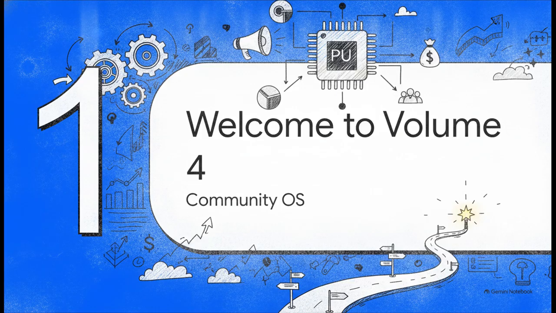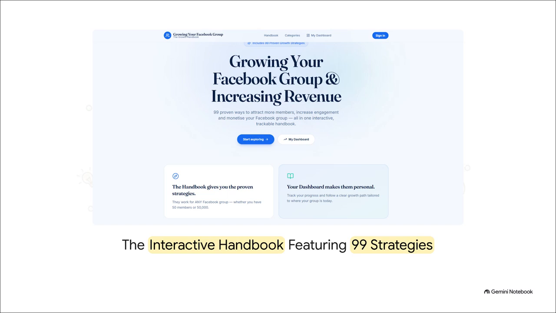Welcome to Volume 4. Think of this volume as the ultimate operating system for community leaders. It's an interactive handbook that features 99 proven growth strategies. You know the old saying, you've got 99 problems, but a growth strategy ain't one. The source material here is remarkably deep, but today we're just extracting the absolute golden rules from those 99 tactics, so you can start seeing results immediately.